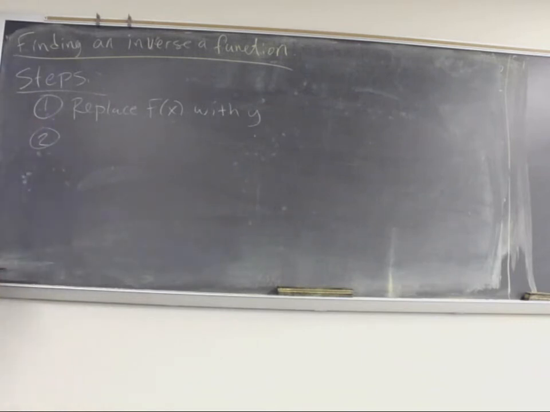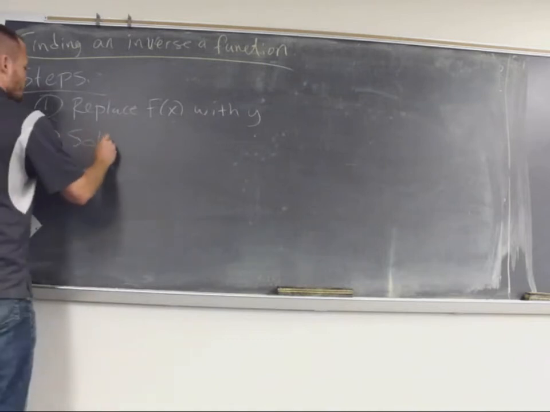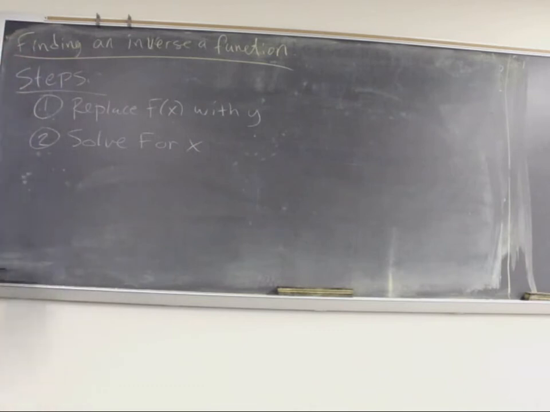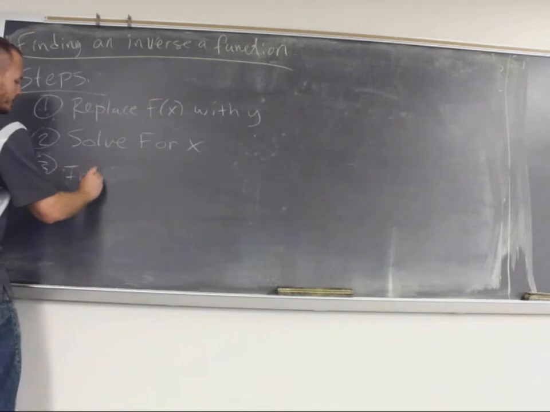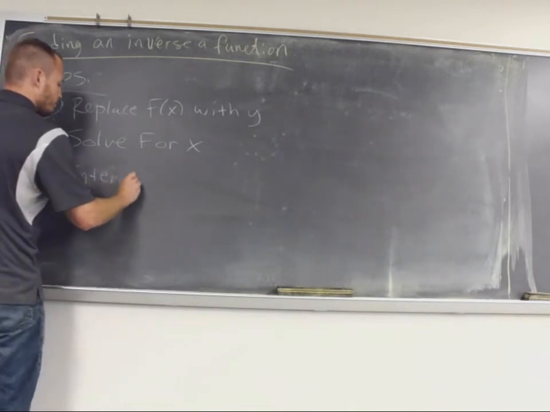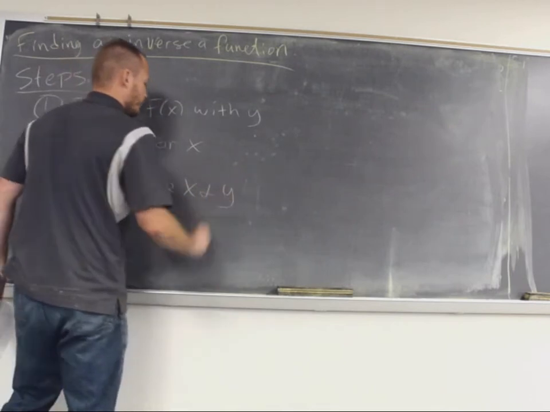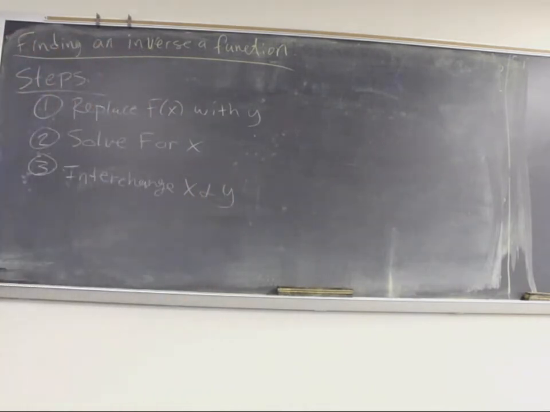Step 2 is solve for x. So now we have something in terms of x and y, and we want to solve it for x now. Get x by itself. Step 3, interchange x and y.